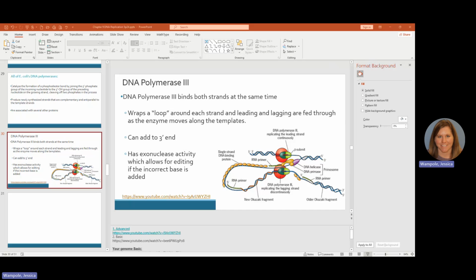Wednesday, quiz on chapters 7 and 8. Seven was bacterial DNA and viruses, and 8 was structure of DNA. We'll do that quiz right at the beginning, and then we will finish up our PCR lab.